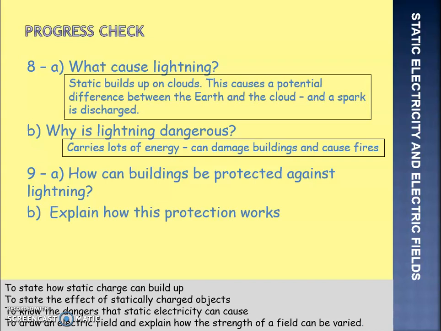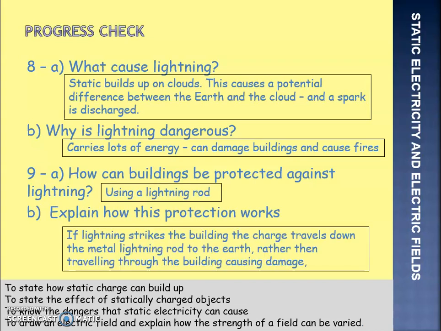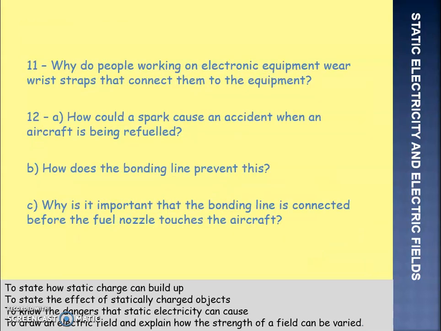How can buildings be protected against that? You can use a lightning rod. And this works by, if lightning is striking the building, the charge travels down the lightning rod to the earth rather than travelling through the building causing damage.